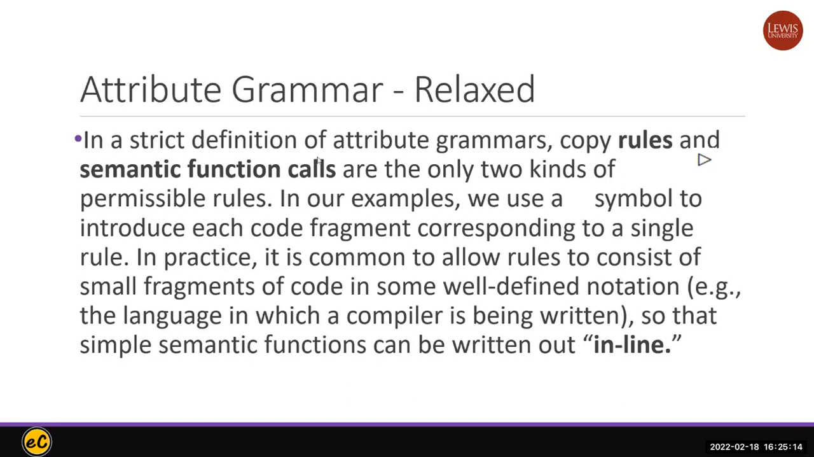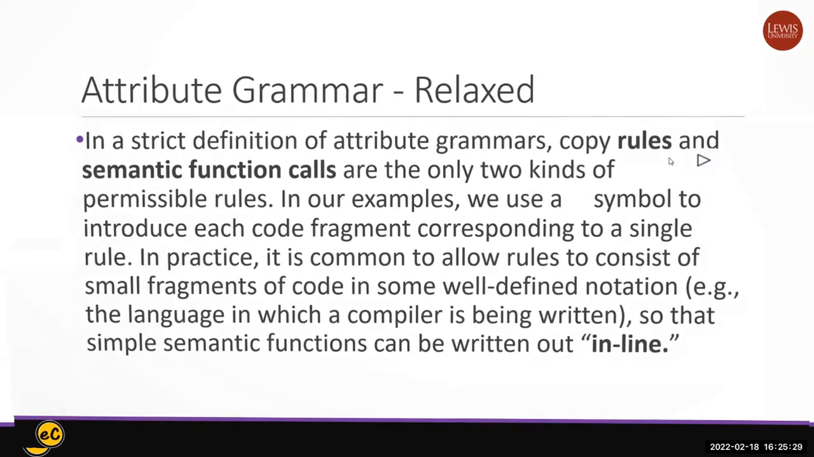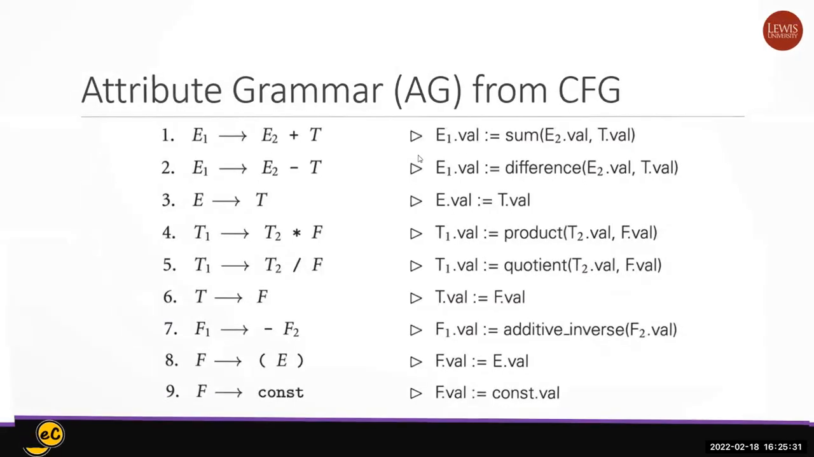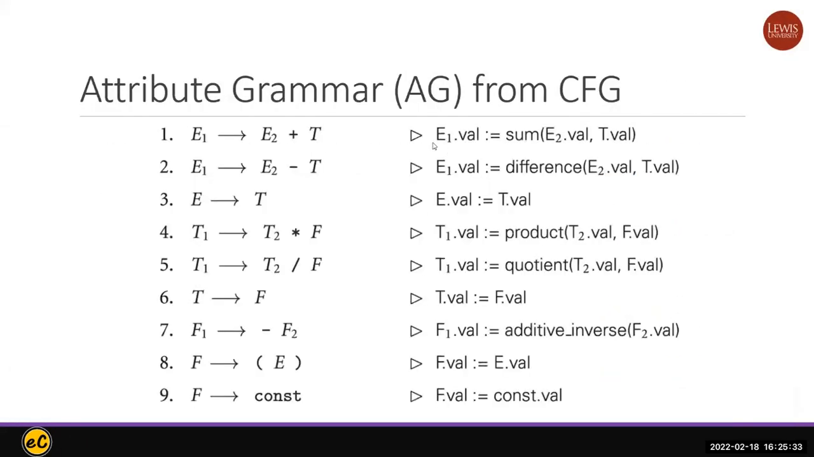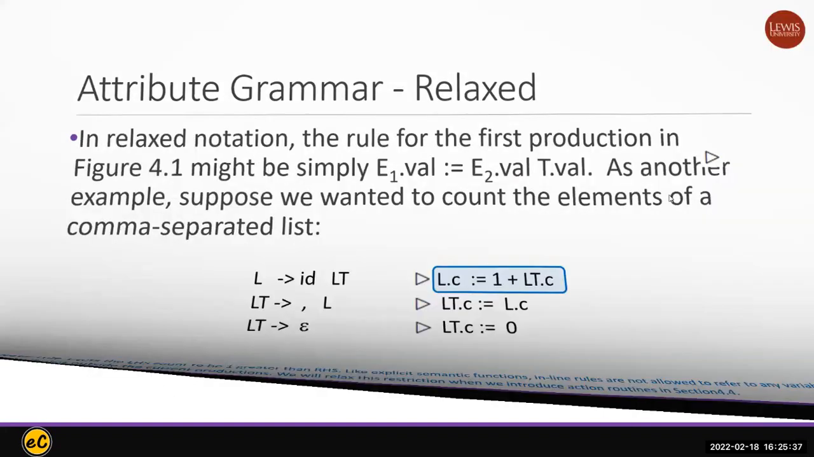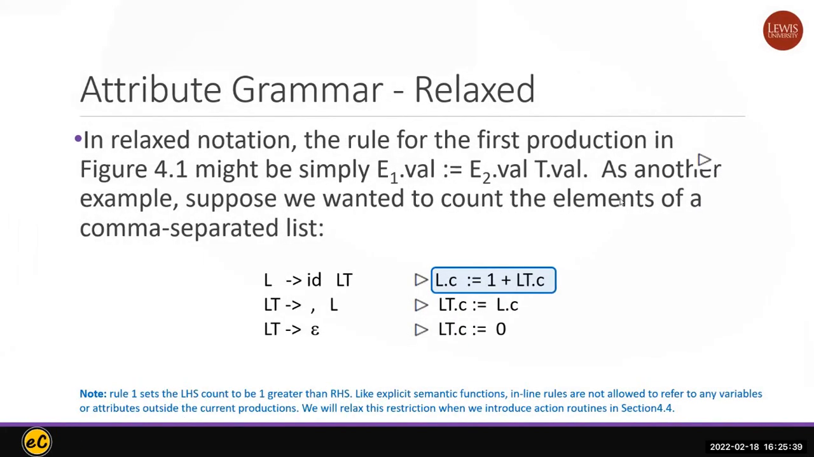In the strict definition of attribute grammar, copy rules and semantic function calls are the only two kinds of permissible rules. But we can use the so-called white triangle to denote the function call. So we can use that.